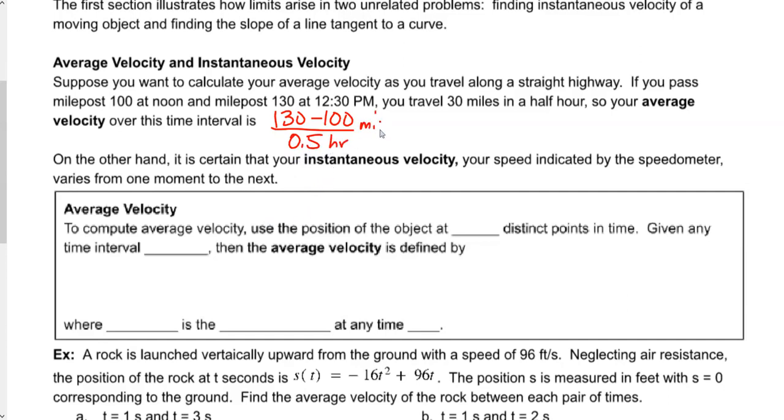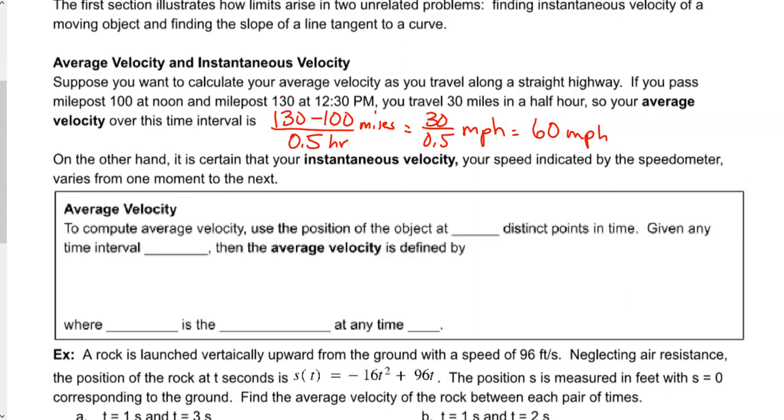Okay, so this is miles and this is hours, hence miles per hour to create a velocity. And so what I get is 30 over 0.5. We divide that out, and we see that our average velocity is 60 miles per hour for that interval from noon to 12:30, okay? On the other hand, it is certain that your instantaneous velocity, which means the speed indicated on your speedometer, varies from one moment to the next.